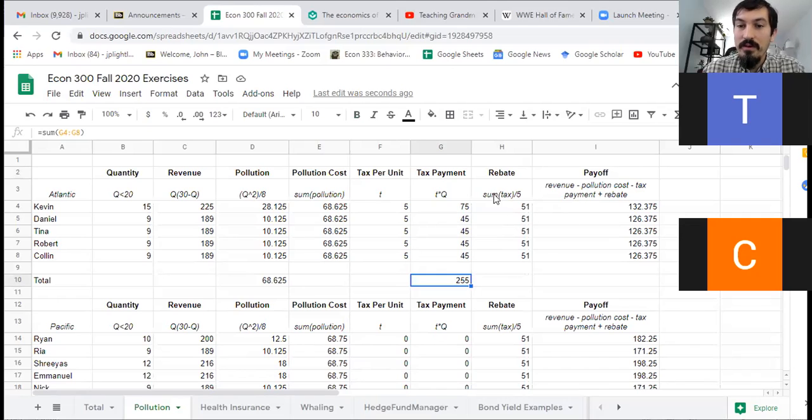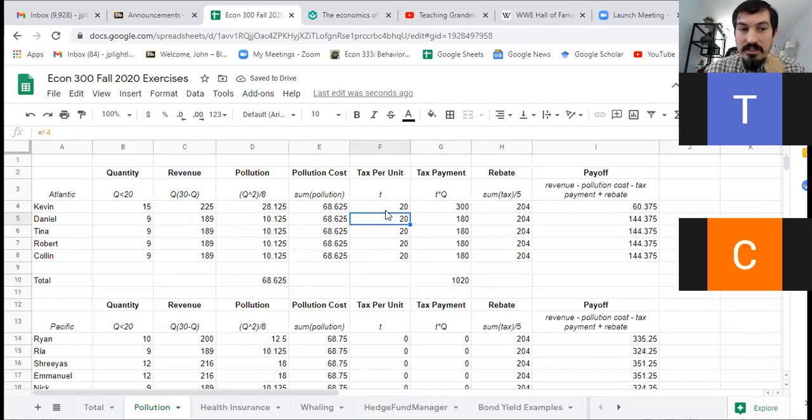So your payoff is now your revenue minus your pollution costs. That's exactly as before. But now you have to subtract your tax payment. In this case, Kevin paid 75, and there's a rebate of 51. In this case, he would still be better off. Maybe the tax isn't high enough. What if you increase the tax to, say, 20?